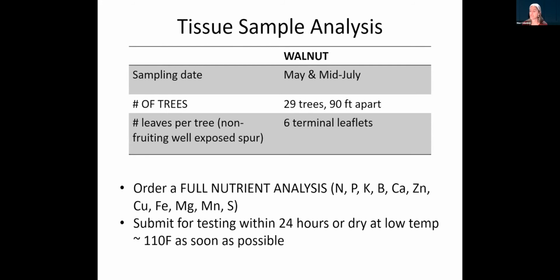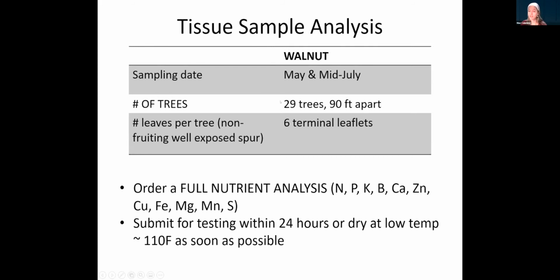Otherwise, if you're just sampling in mid-July, it's kind of just a good reference point for, okay, this was the nitrogen plan, and this is where the trees are at based on all of the applications, and it's good to note that for next season. See how that corresponds with your resulting yield.